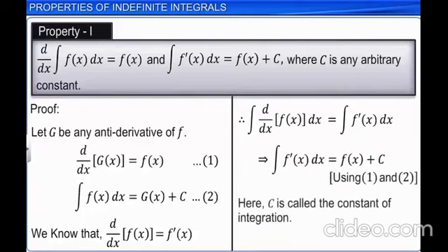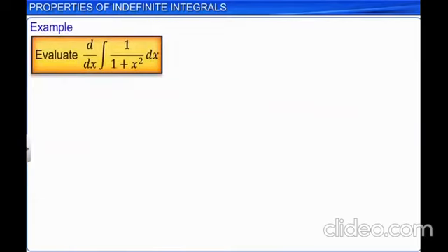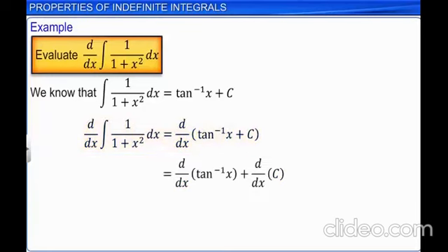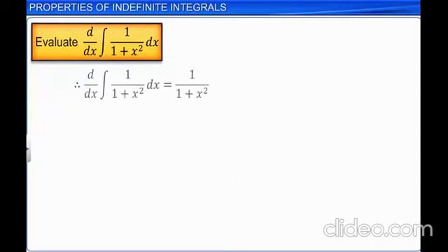Let's evaluate the derivative of the integral of 1 by 1 plus x square dx by using this property. We know that the integral of 1 by 1 plus x square dx is equal to tan inverse x plus c, where c is the integration constant. Therefore, the derivative of the integral of 1 by 1 plus x square dx is equal to the derivative of tan inverse x plus c. This can be written as d by dx of tan inverse x plus d by dx of the constant. On differentiation, we get 1 by 1 plus x square. Therefore, the derivative of the integral of 1 by 1 plus x square dx is equal to 1 by 1 plus x square.